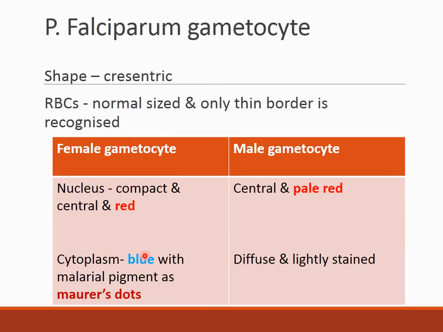Cytoplasm of female gametocyte remains blue with malarial pigments as Maurer dots. With respect to falciparum, the dots which are seen in the cytoplasm of the gametocytes are known as Maurer dots, whereas with respect to vivax they are known as Schüffner's dots. In male gametocyte, the cytoplasm appears diffuse and lightly stained.